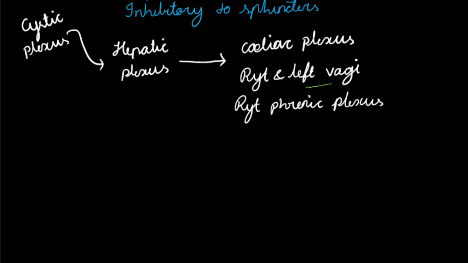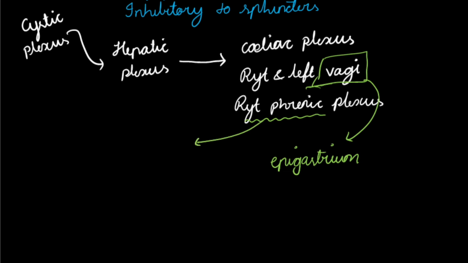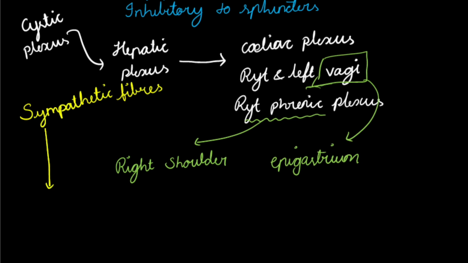So the pain of the gallbladder may be referred to other areas because it travels through other nerve plexuses. For example, if the pain from the gallbladder is traveling through the vagus, we can experience the referred pain in the epigastrium. And if it is traveling through the phrenic nerve, we can experience the pain in the right shoulder blade. And if it is traveling through the sympathetic fibers, we may experience pain in the right scapula.